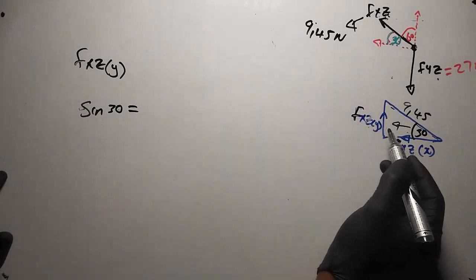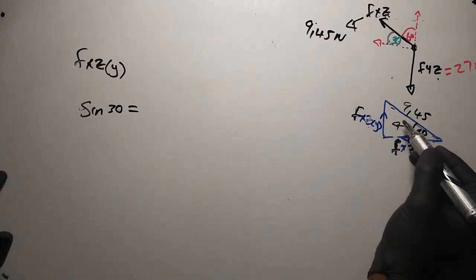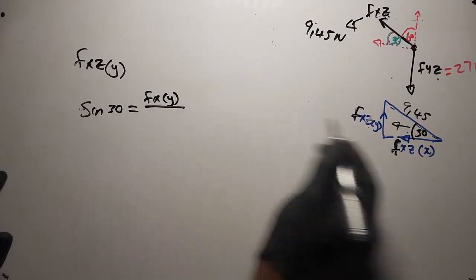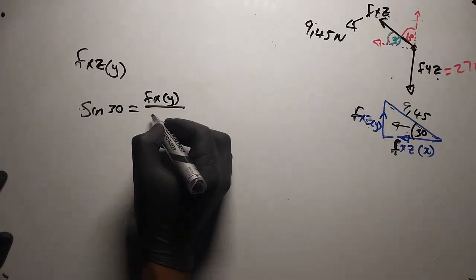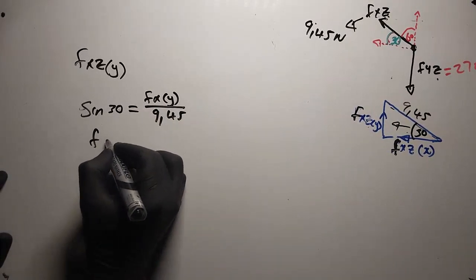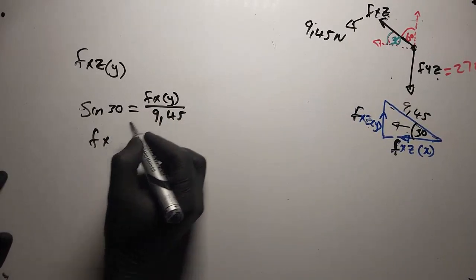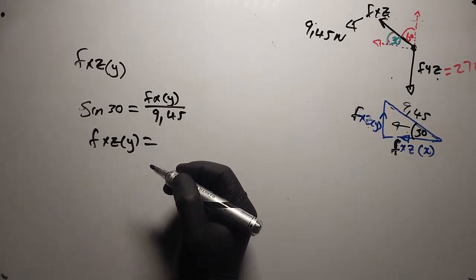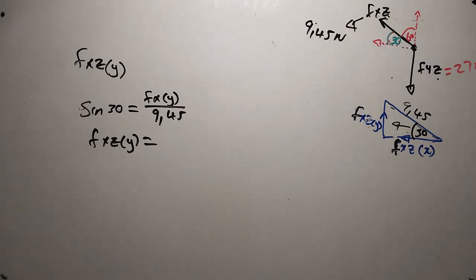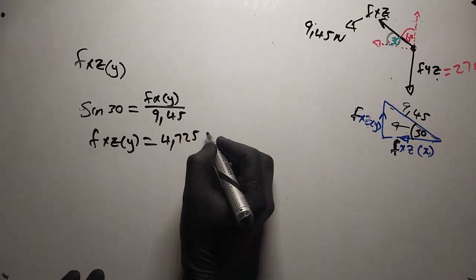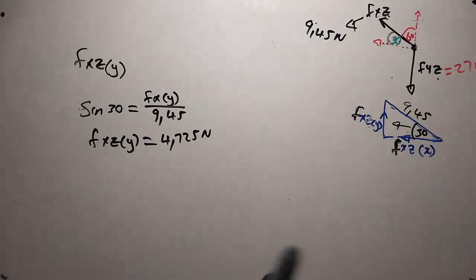What is y? Your y in this case is what you're looking for, which is your Fxz y, over your hypotenuse. What is your hypotenuse? It is 9.45. Then you're going to cross multiply. You're going to find that your Fxz y, when you type it in your calculator, should be roughly 4.725 newton, which means now we know the value over here.